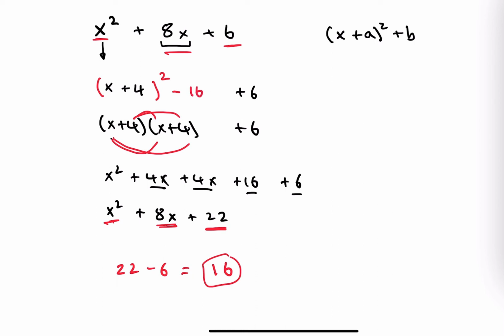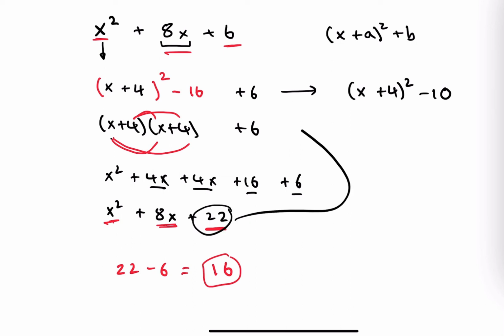So the answer is (x plus 4) squared, and minus 16 plus 6 is minus 10. The reason we take this 16 here is we squared the 4, which is 16, and we subtract it to make this 22 back into 6. So it's the original equation. Okay, let's go through another one.